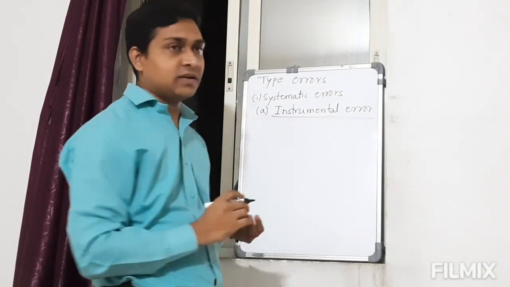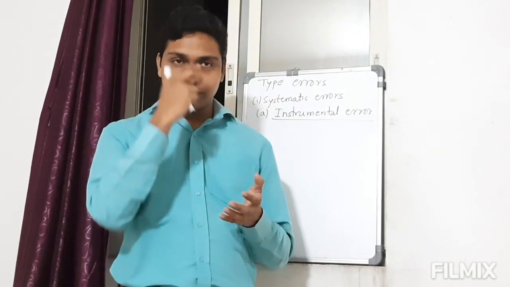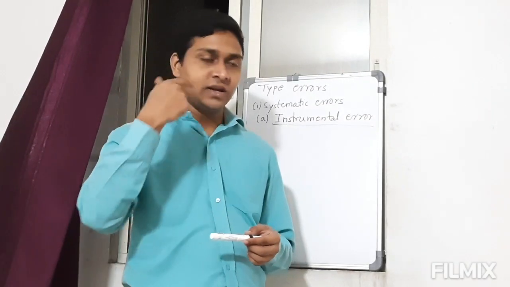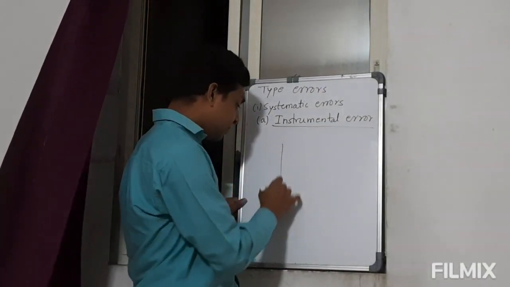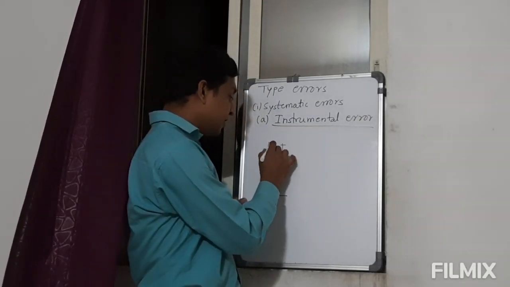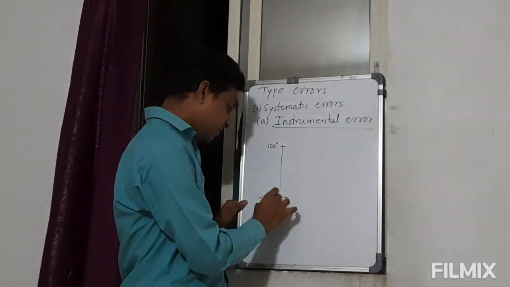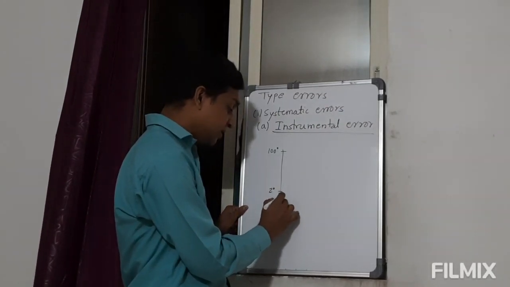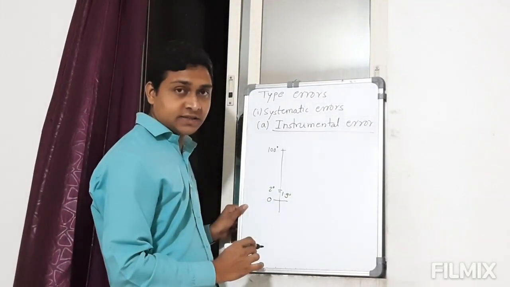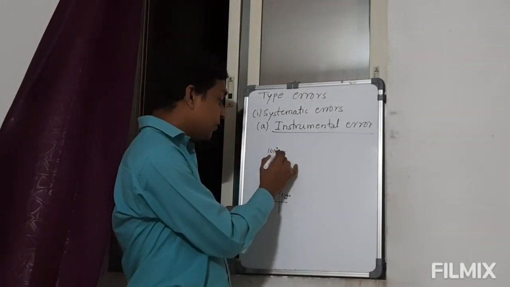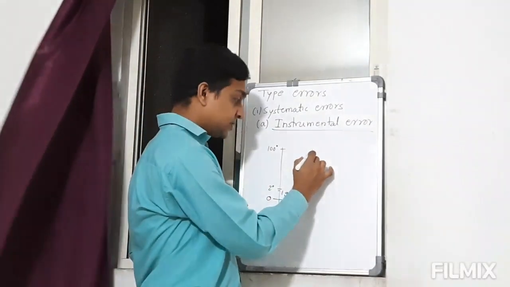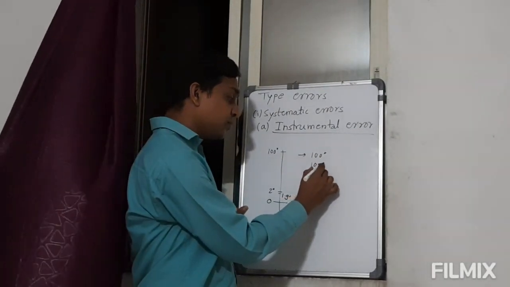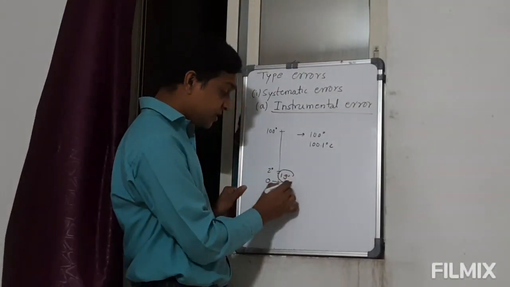Now see how instrumental error can occur. Suppose we have a thermometer calibrated for normal temperature, giving 1 degree, 2 degree, 3 degree and so on. The scale of the thermometer goes from 0 degree to 100 degree. But because of wrong calibration, when the temperature is 2 degree, it always shows 1.9 degree Celsius. When it shows 100 degree Celsius, it is actually 100.1 degree Celsius, because there is a 0.1 difference.